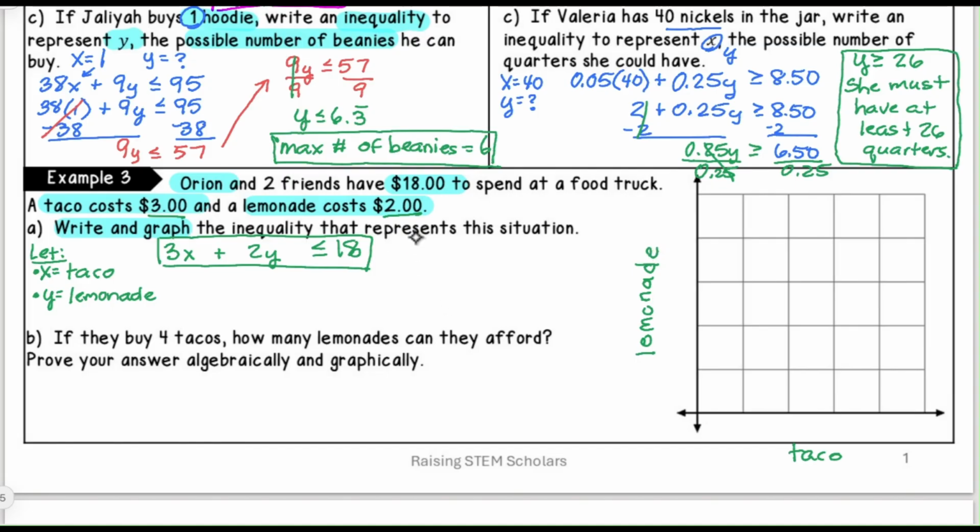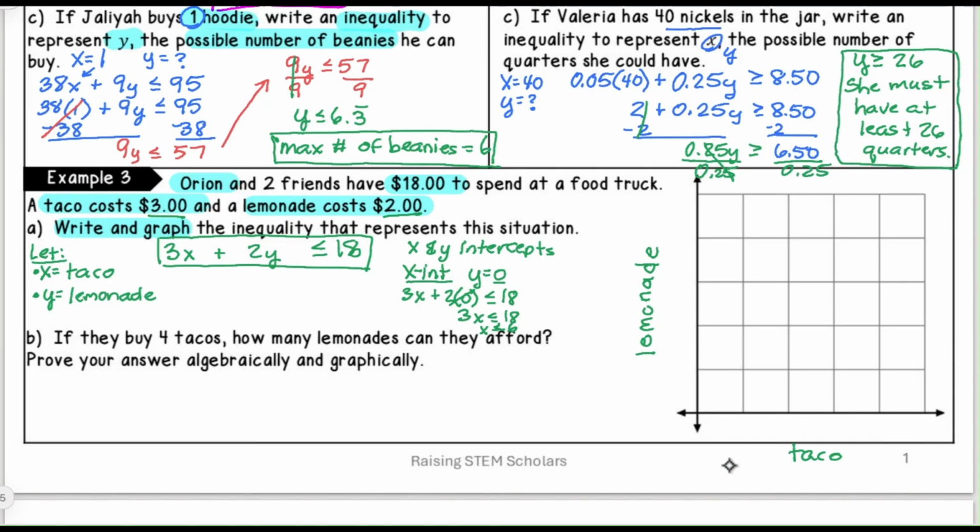So to do this, I would suggest finding your x and y intercepts. Okay, so remember how we find that. Our x-intercept is going to be when y equals 0. So if we take this equation here, we end up with 3x plus 2 times 0 less than or equal to 18. So that drops out. We get 3x less than or equal to 18. So we end up with x less than or equal to 6.